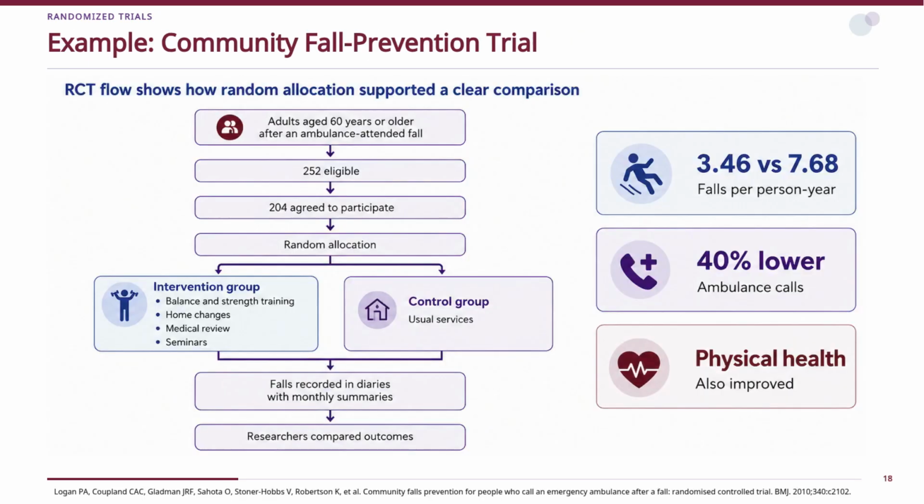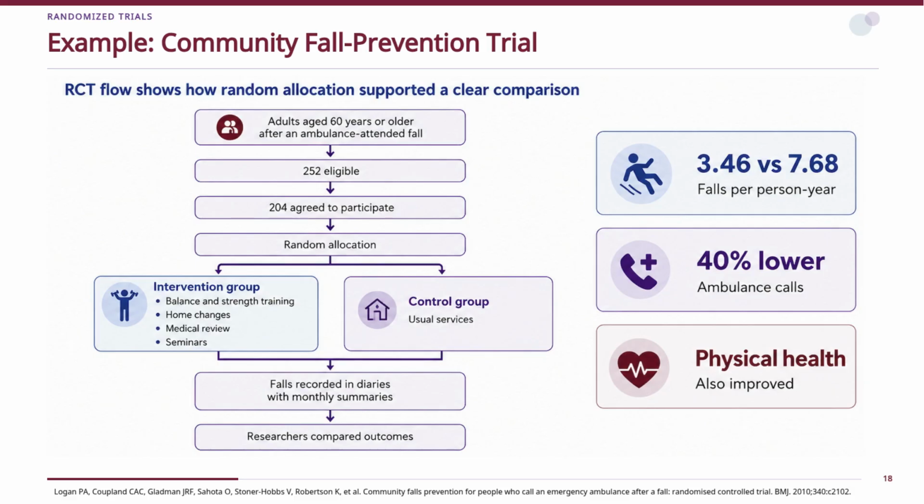For example, a randomized trial in central England tested a program to prevent repeated falls among adults aged 60 years or older. Emergency medical staff screened 252 people who had experienced a fall, called an ambulance, but did not need hospital transport. Of these, 230 were eligible and 204 agreed to participate. The participants were randomly assigned to two equal groups, an experimental group and a control group.